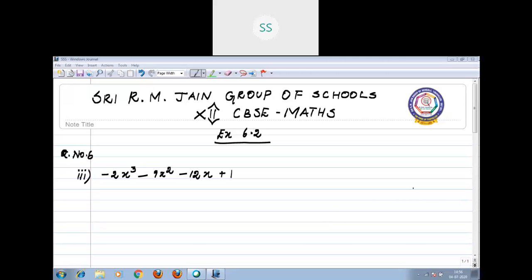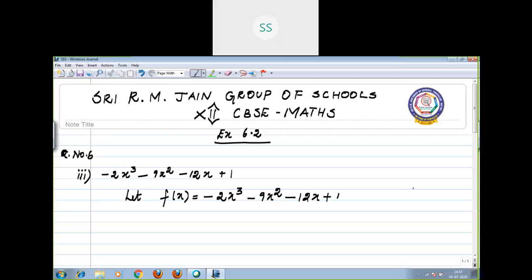Now I'm going to move to the third subdivision, that is minus 2x cube minus 9x square minus 12x plus 1. What is given, you are going to consider as f of x. First, let f of x equal to minus 2x cube minus 9x square minus 12x plus 1.